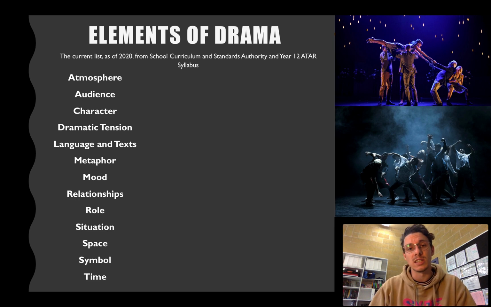And this is, as of 2020, the current SCARSA list: atmosphere, audience, character, dramatic tension, language and text, metaphor, mood, relationships, role, situation, space, symbol, and time, okay?